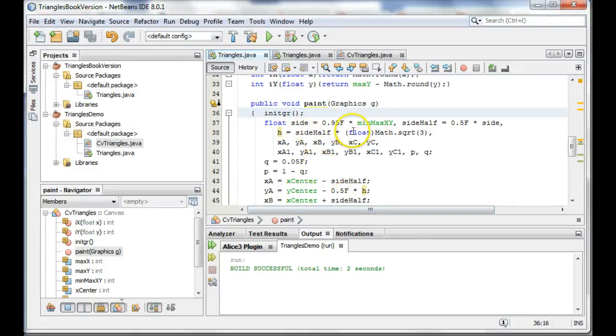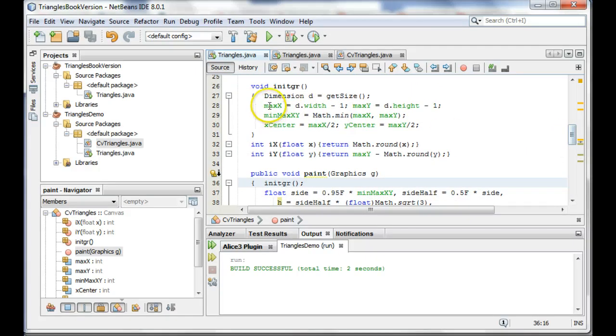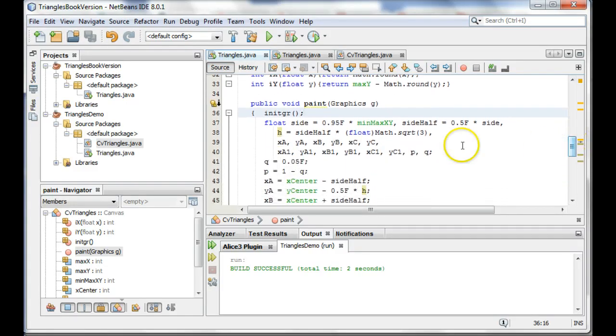Okay, so in the last video we talked about this init graphics method and setting up our max x, max y, x center, y center, and this min max xy thing. And then you see right after that in the first line they use this min max xy and multiply it times this 0.95 float to get side.